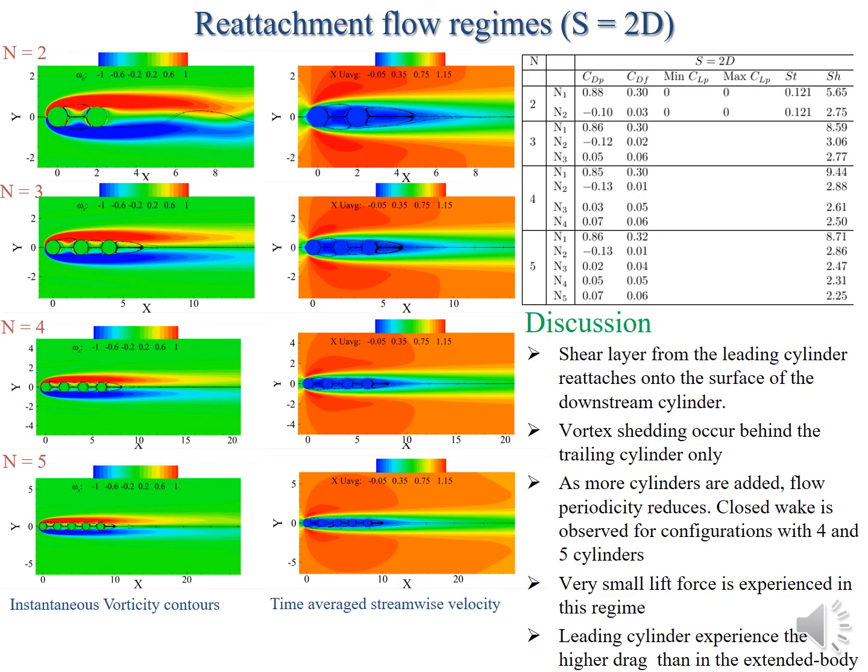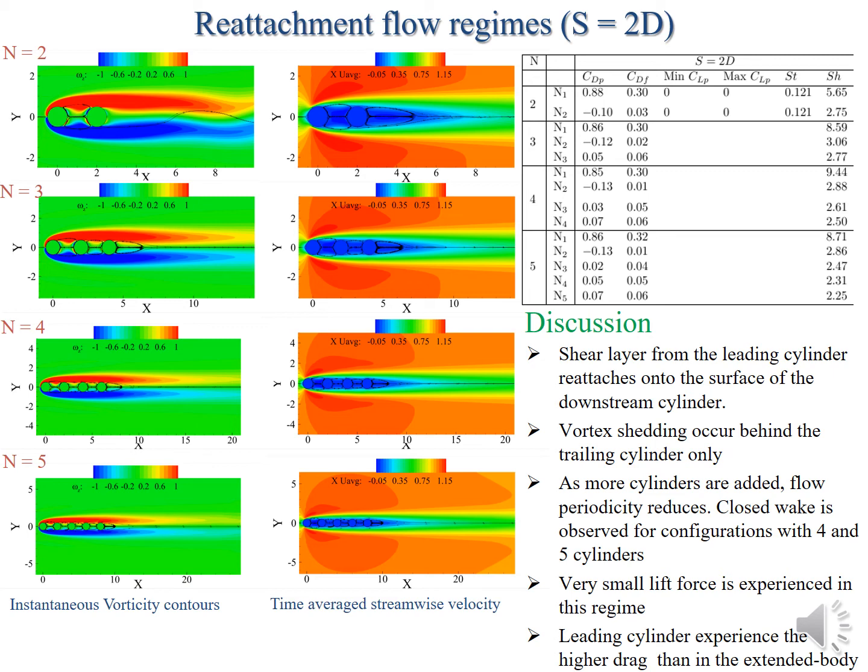So let's increase now the gap ratio to about 2, and we find ourselves in the reattachment flow regime. Now in the reattachment flow regime, we don't really have stationary flow in between the cylinders, but we have the flow behaving like a cavity flow. In between the cylinders, we have a cavity kind of flow. And we see that even for this case, as we increase the number of cylinders, the wake stabilizes and we have a closed wake. A similar phenomenon is observed for the trailing cylinder.